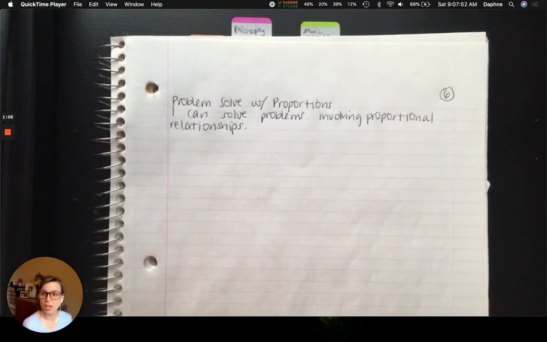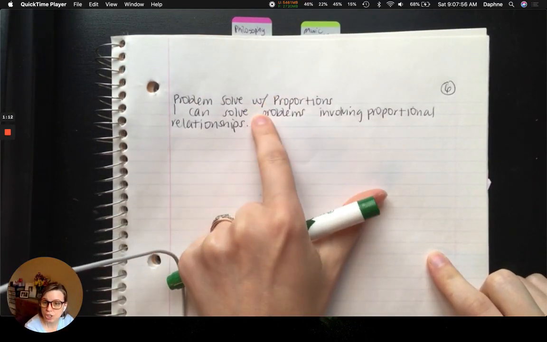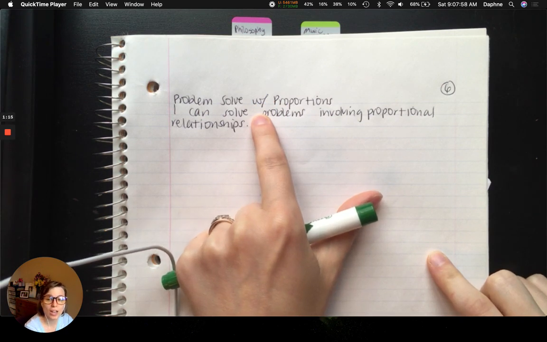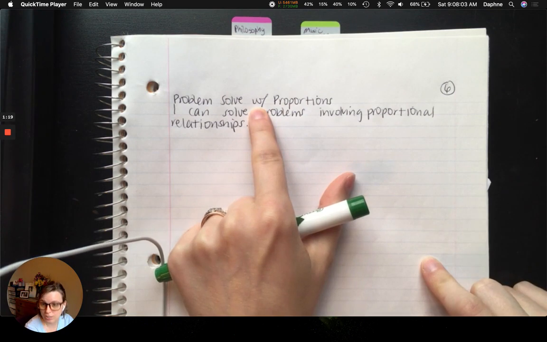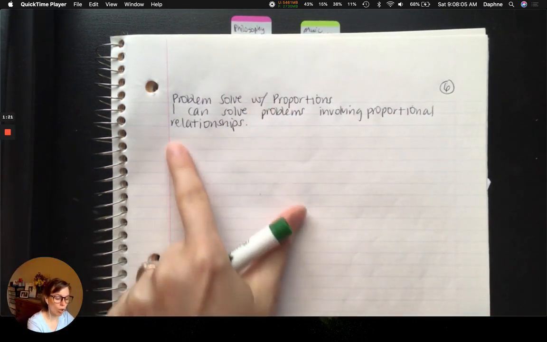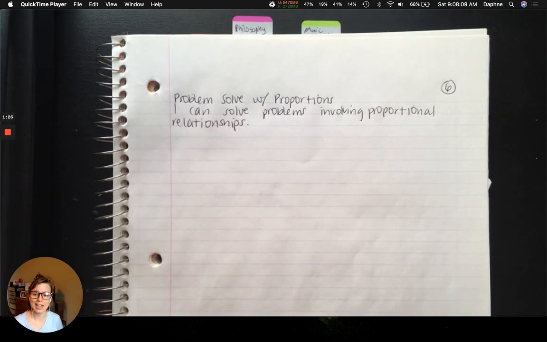Okay. So, problem solve with proportions. This W/ stands for with, W-I-T-H. If you want to write out the whole word, you can, or you can do shorthand, just an FYI. So I can solve problems involving proportional relationships. Pause the video, write that down.